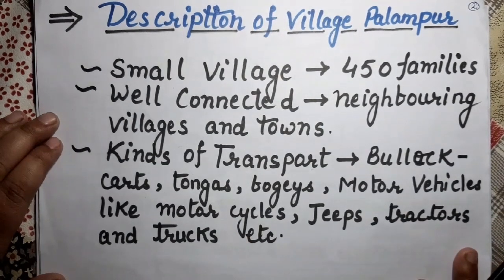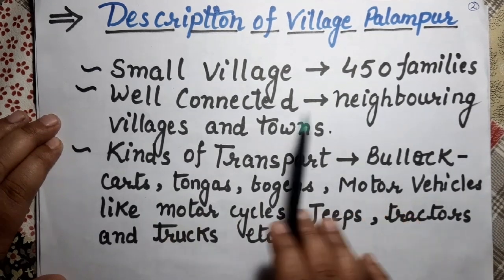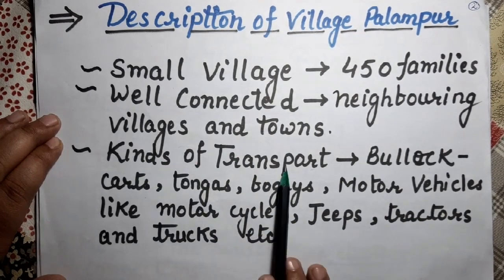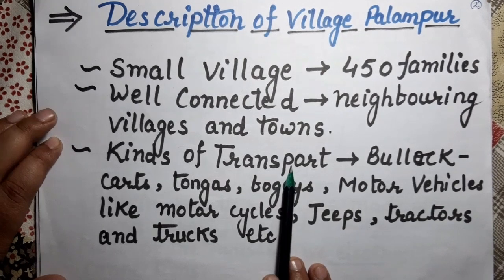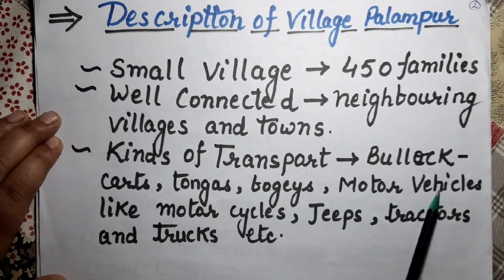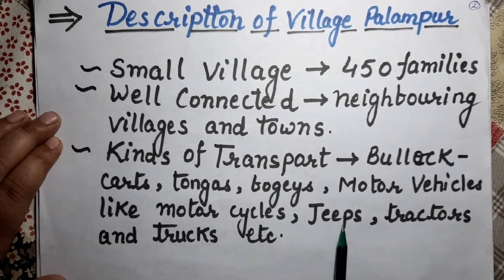It's a small village containing 450 families. It is well connected with the neighboring villages and towns. The kinds of transport used here are bullock carts, tongas, buggies, and motor vehicles like motorcycles, jeeps, tractors and trucks, etc.